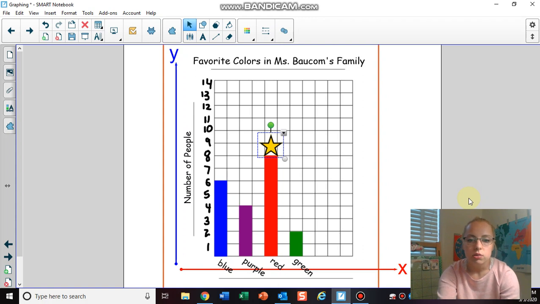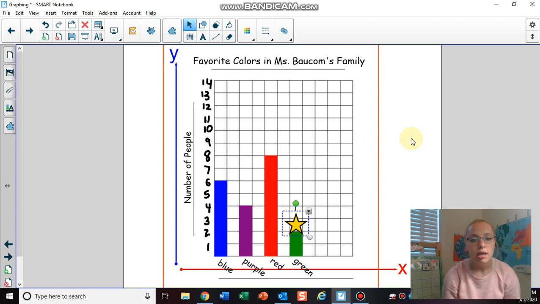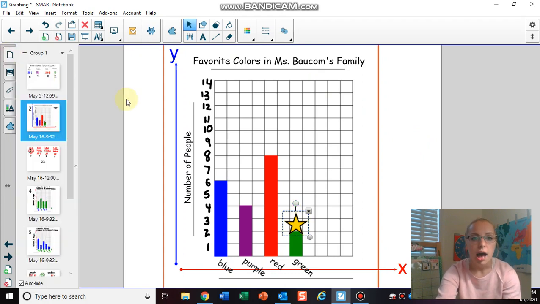Okay, next we can answer the question, which color was the least popular, or had the least number of votes in Miss Baucom's family? We can see that it's clearly green because it's the lowest bar. Those are the questions that we're going to answer for today because we're still going through our introduction, but you guys did a great job helping me with my bar graph today.